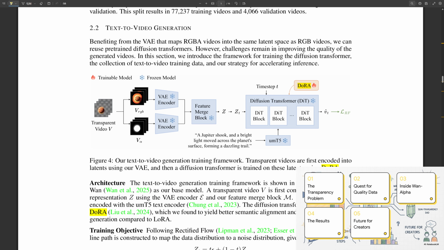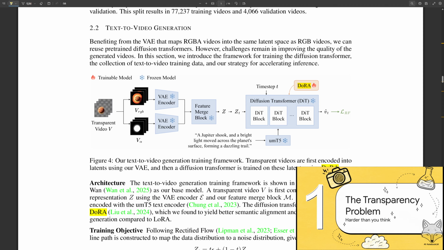So here's our roadmap. First, we'll talk about why transparency is such a tough nut to crack for AI in the first place. Then, we'll get into how the researchers solved a huge problem with data. After that, we are going under the hood of the Wan-Alpha method itself. Then, the fun part, the results. And finally, we'll talk about what this all means for creators.